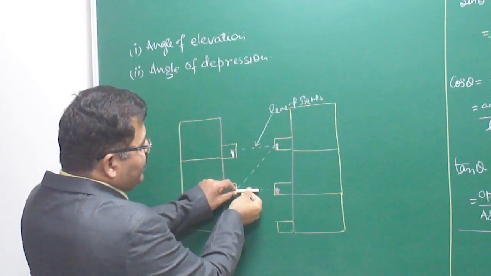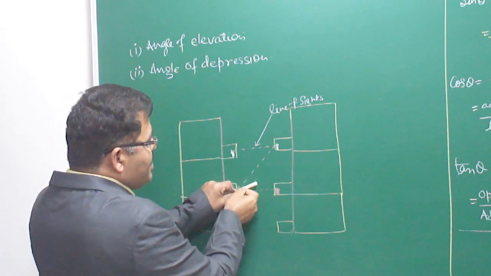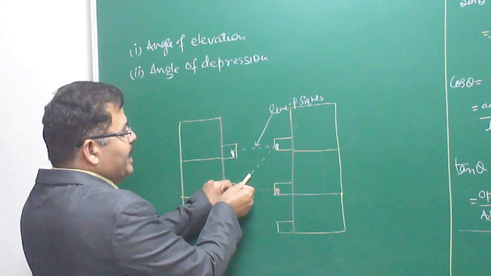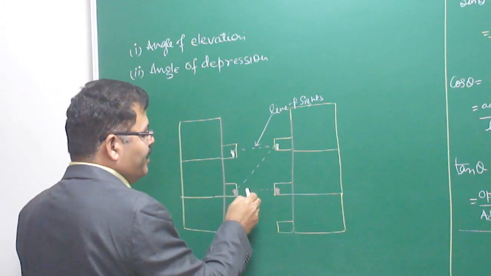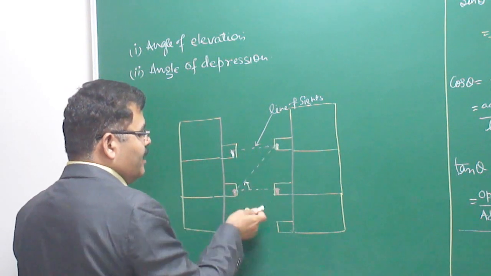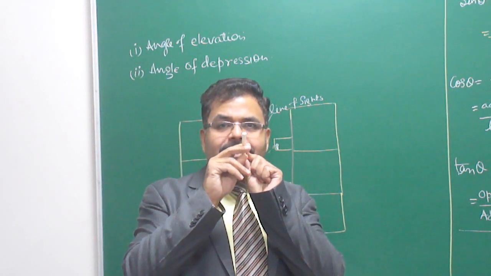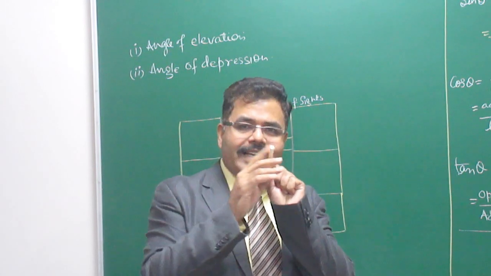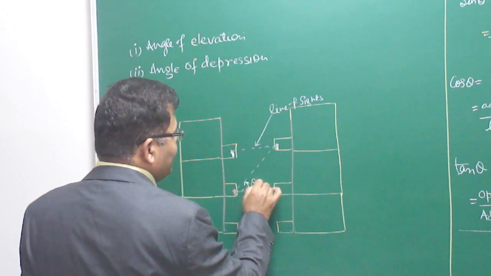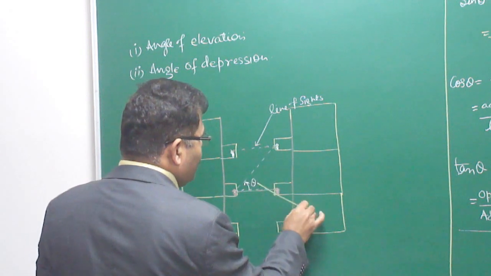Her line of sight is like this, but she has to elevate it. Some elevation is required, to raise the line of sight to see the object. When from a horizontal line of sight, the line of sight is raised in an upward direction, then some angle is made with the horizon, and that angle is called angle of elevation. So this angle is called angle of elevation.